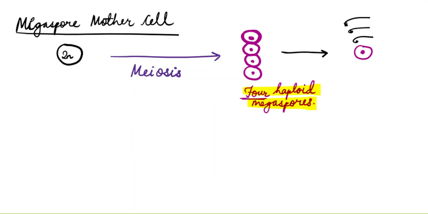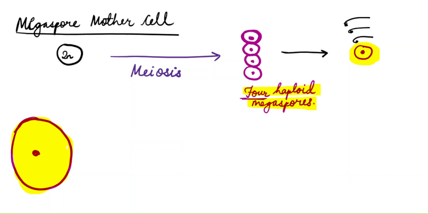Let's go forward. Now what will happen? There is only one cell, only one megaspore. Suppose this is the megaspore which you have taken. I have just taken a zoomed version of this cell. We will see how many cell divisions this megaspore will undergo.